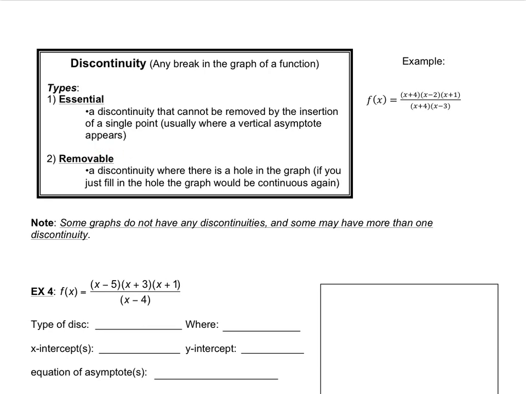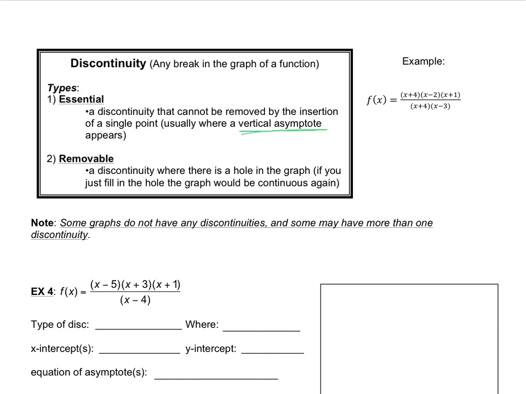And we've already been looking at these. These are the vertical asymptotes. So now when I say essential discontinuity, I'm hoping that you'll just relate that to a vertical asymptote. And we've actually already talked about where those appear, and that would be in the denominator of the rational function.